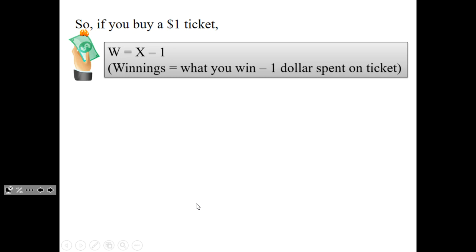But you buy a $1 ticket. In this case, your winnings will now be what you win minus the dollar you spent on the ticket. And this is a part a lot of people forget to do. They forget to account for the fact that you have to buy that ticket. You have to pay for that insurance policy. It's not free. If you don't account for this, your expected value is going to be off.